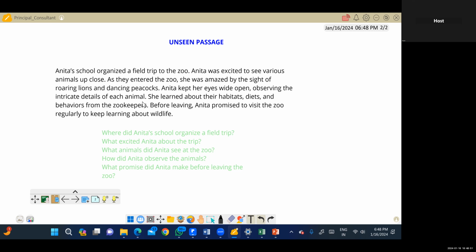Now, Abhika, read the passage. Yes, sir. Anita's school organized a field trip to the zoo. No. Field trip, better field.